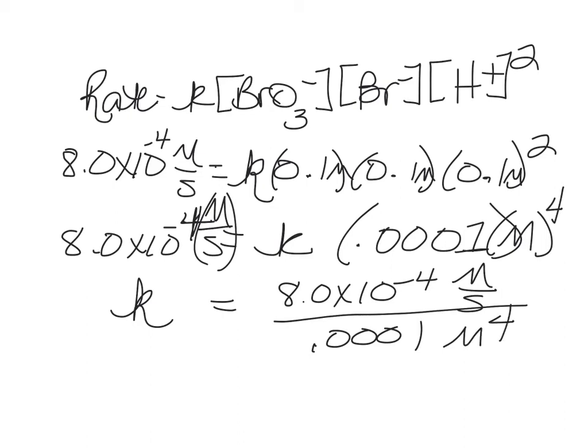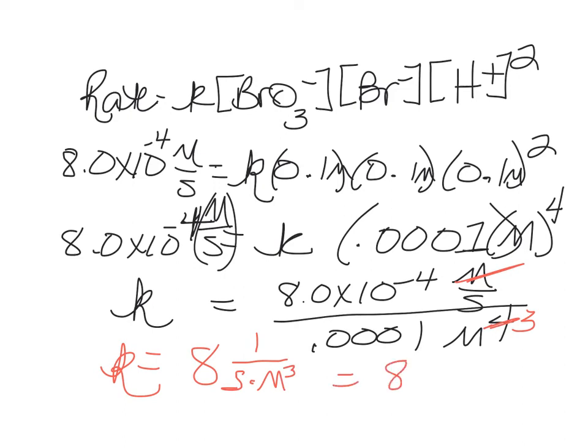All right, so what can we cancel? We can cancel one of the molarities, right? So that would give us K equals 8. And what are the units we have left? Well, different ways to express it. 1 over seconds times molarity cubed. Another way to express that would be seconds to the minus 1, molarity to the minus 3.